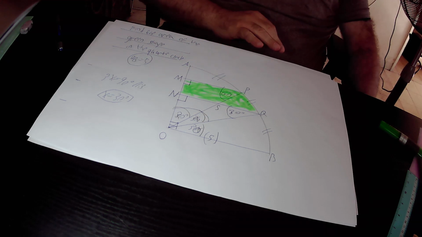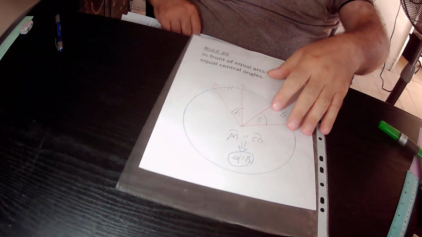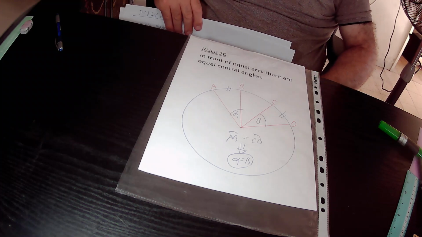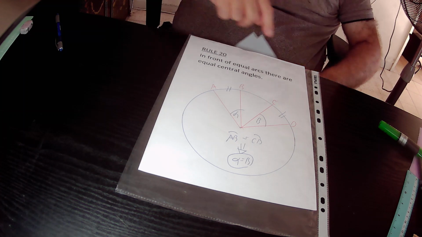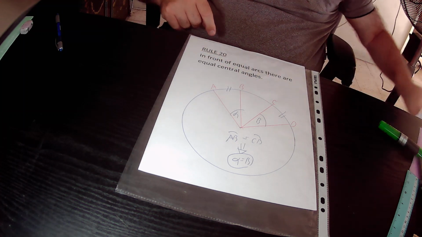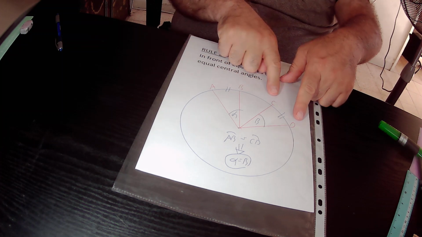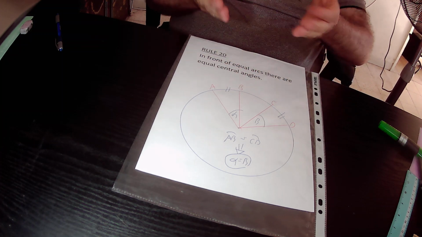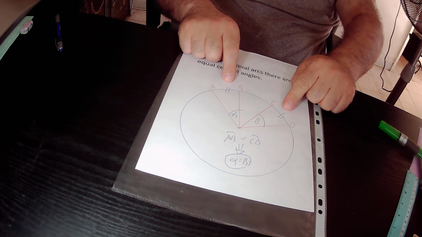So here we implemented rule 20. Complete quickly on rule 20. According to rule 20, in front of equal arcs, there are equal center angles. In the drawing we have a circle, and we also know that arc AB equals arc CD. According to this rule 20, in front of those two equal arcs, there are equal center angles.